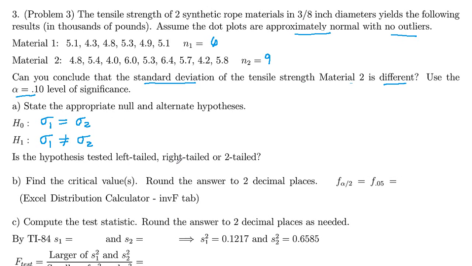Is this a left-tailed, right-tailed, or two-tailed test? Not equal is going to be a two-tailed test. So next we want to go ahead and find our critical values. Now when you're testing two standard deviations, that uses the F distribution, which is similar in shape to the chi-squared distribution, but it's more skewed, more pronounced skew in it. So this distribution looks something like this.